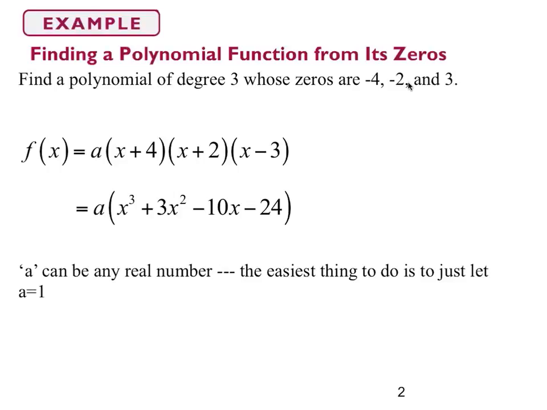So if you do (-4) to the 3rd power, make sure you put parentheses around that, plus 3 times (-4) squared, make sure that you have parentheses around your -4 again, minus 10 times -4, minus 24. If you do all of that, you end up with 0. So we get y equals 0, which is exactly what we want. You would want to do the same thing with -2 and +3. If these all work, then chances are that you found the correct polynomial.